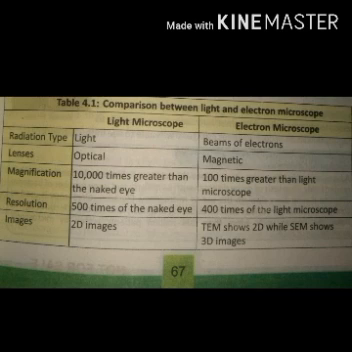Resolution power of light microscope is 5 times of the naked eye, while resolution power of electron microscope is 400 times of the light microscope. Light microscope has 2D, mean two-dimensional images, while electron microscope has transmission electron microscope shows 2D, two-dimensional images, while scanning electron microscope shows 3D, means three-dimensional images. So it was all about light microscope, electron microscope, and comparison between light and electron microscope.